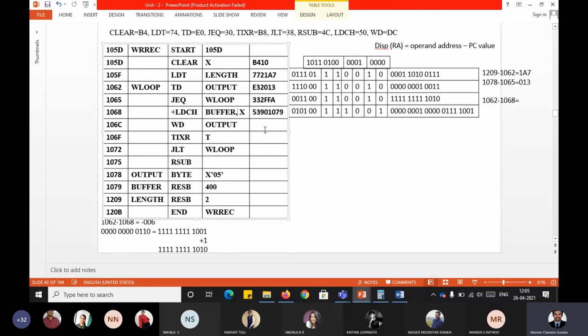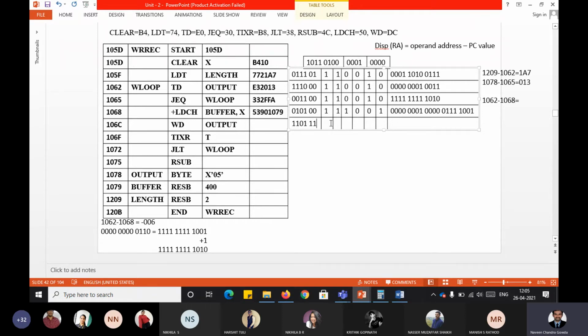Then again WD output. Again, it is a format 3. I hope you know that format 3. What is our opcode of WD? WD is DC. How to write D? 1101 is D, followed by C. How to write C? 1100 is C. So I'll write only 11.